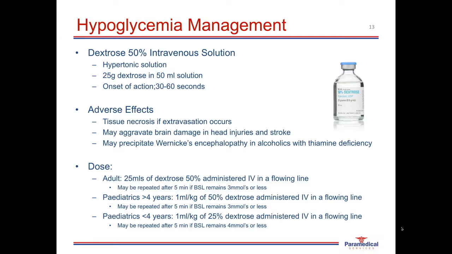In pediatrics under 4 years of age, we use 1 ml per kg of body weight of a 25% dextrose solution. We administer this in an IV in a flowing line. It may be repeated after 5 minutes if blood sugar levels remain 4 millimoles or less.